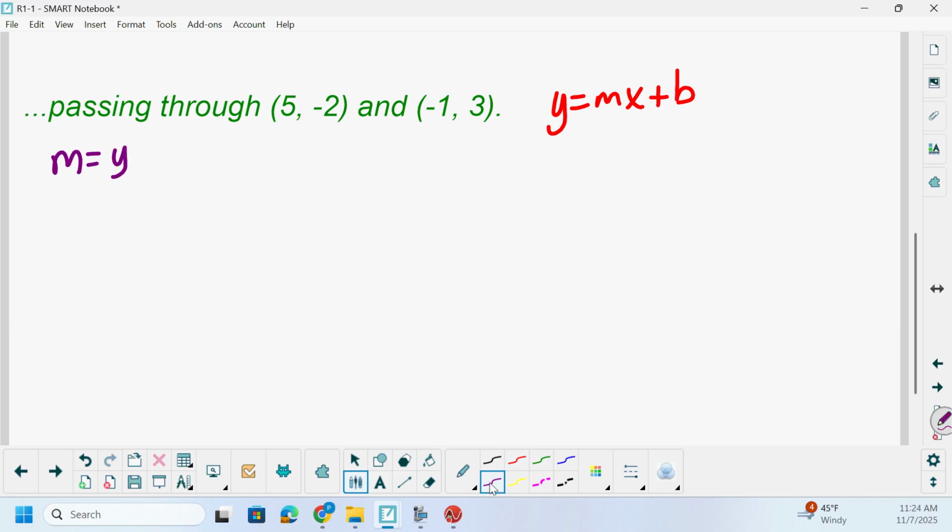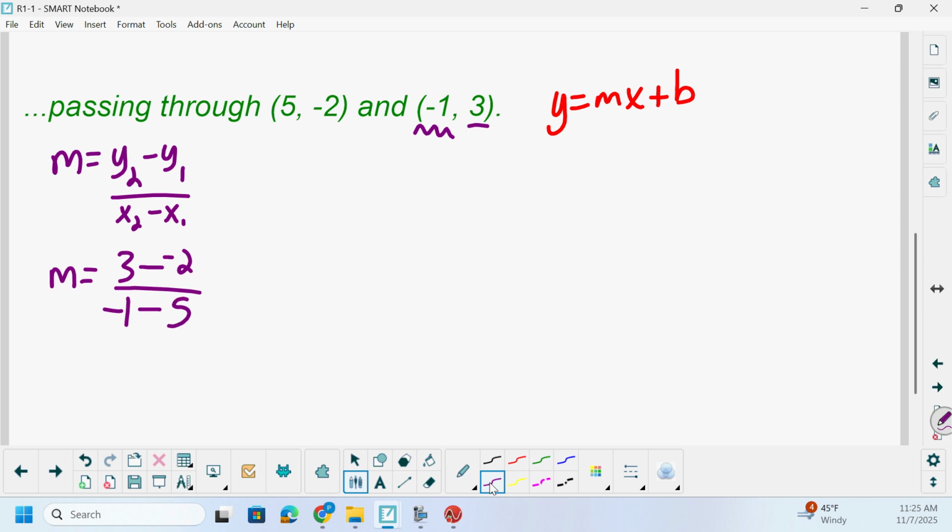Our general slope equation is y2 minus y1 over x2 minus x1, often referred to as the change in y over the change in x. It does not matter which y value you start with, but whichever y value you start with, you must start with its x in the denominator. So of our two y values, I'm going to start with y equals 3, this one here. Then I'm going to do minus the other y value, which is negative 2. Because I started with 3 in the numerator for the y's, I have to start with its x in the denominator, which is negative 1, and then minus our other x value, which is 5.